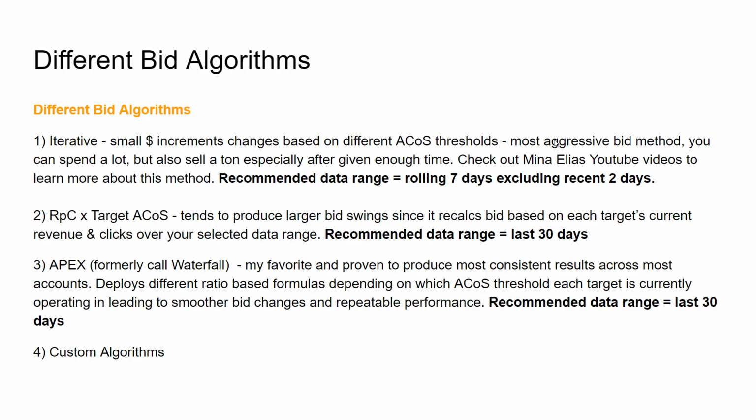All right, so I mentioned the bid algorithms briefly in the previous slide. There are 3 core ones right now we have integrated. The iterative method is based on small fixed dollar increment changes based on different ACOS thresholds. So this is made famous by Meniel Elias. If you haven't checked out his stuff, definitely check it out. He's the man when it comes to PPC.